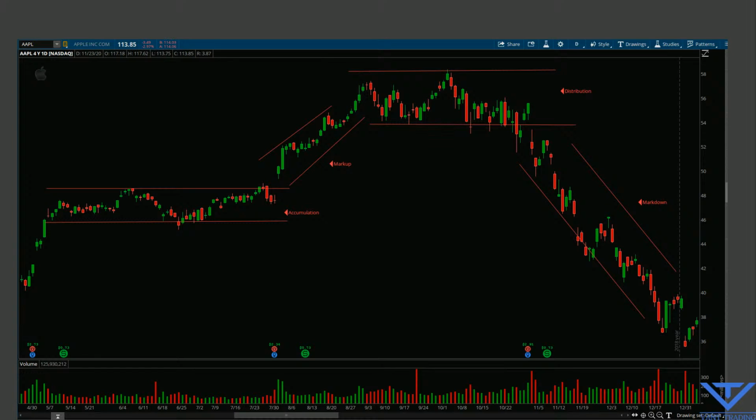And suddenly demand's dried up. People aren't buying the stock. Volume's actually surging on the way down as people are drastically trying to sell, let off their shares, and it actually went lower than during the markup and accumulation phase.